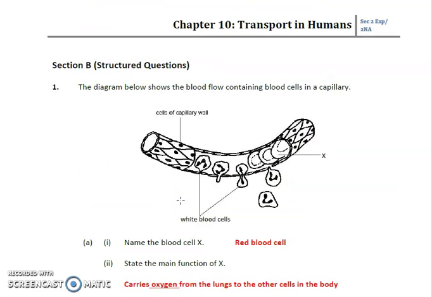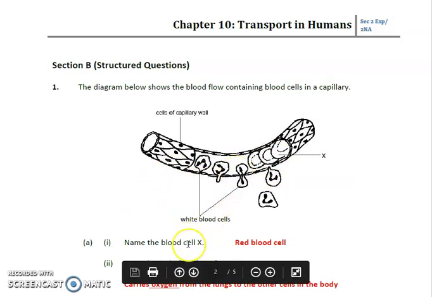Now turn to the next page. Let's take a look at section B, the structured questions. Okay, the first question here shows you the blood, okay, in a capillary. Now name the blood cell X. Okay, this blood cell here is actually the disc-like shape, which is of the red blood cell. Okay, so this is your answer.